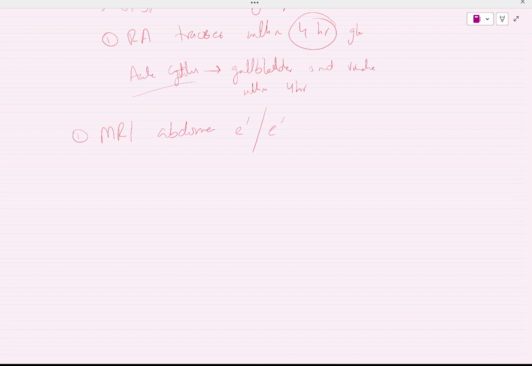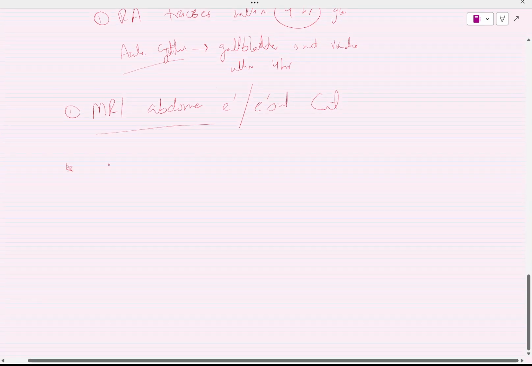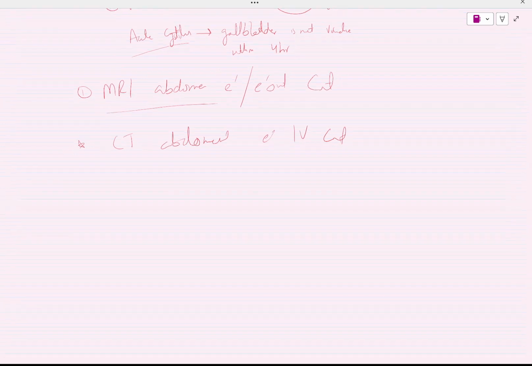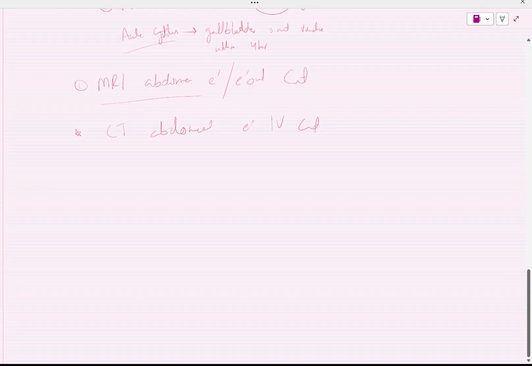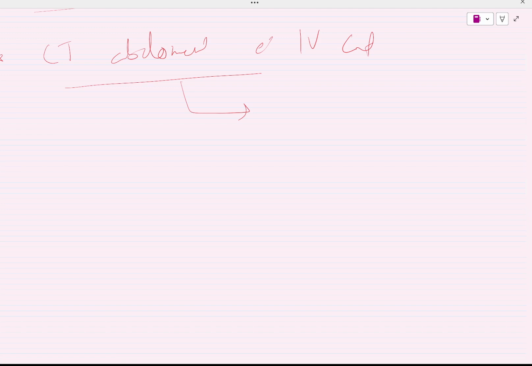With or without contrast, the findings will be the same as the ultrasound findings. Next we can perform CT abdomen with IV contrast. If there is no facility to do HIDA scan or MRI, and you are suspecting that the patient has acute cholecystitis and there are inconclusive findings on ultrasound too, you will go for CT abdomen.